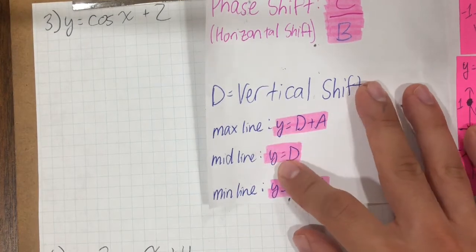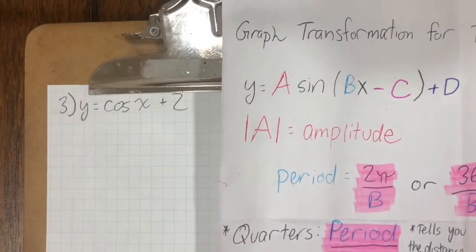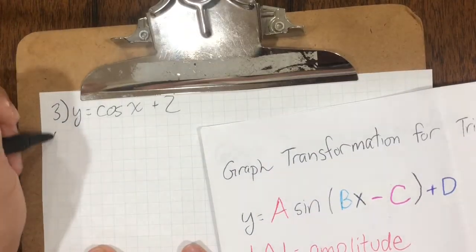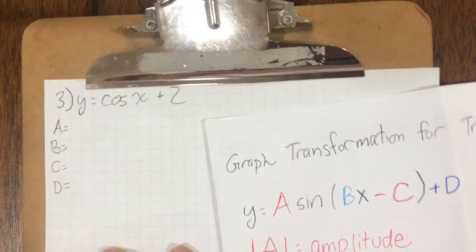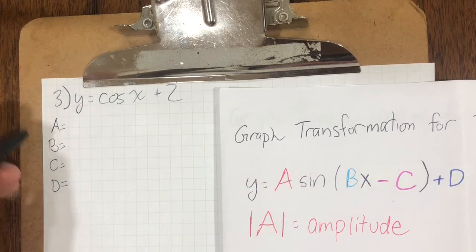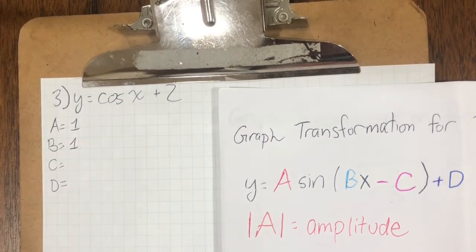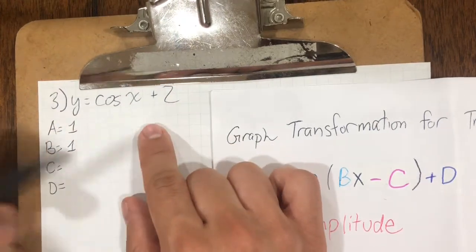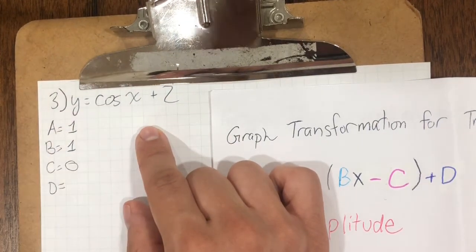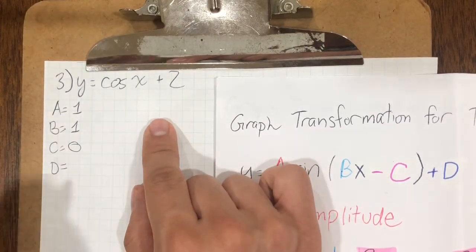And all of my lines for the mid, max, and min are going to change. All right. So before that, let me label all of my numbers for A, B, C, and D. My A, there is no number in front of cosine, so my coefficient is going to be 1. B, there's no number in front of x, so my coefficient is going to be a 1. C, there's no parentheses going on in between x and whatever numbers, so that's going to be 0. And D, we do have a number outside of the parentheses, so that's going to be a 2.